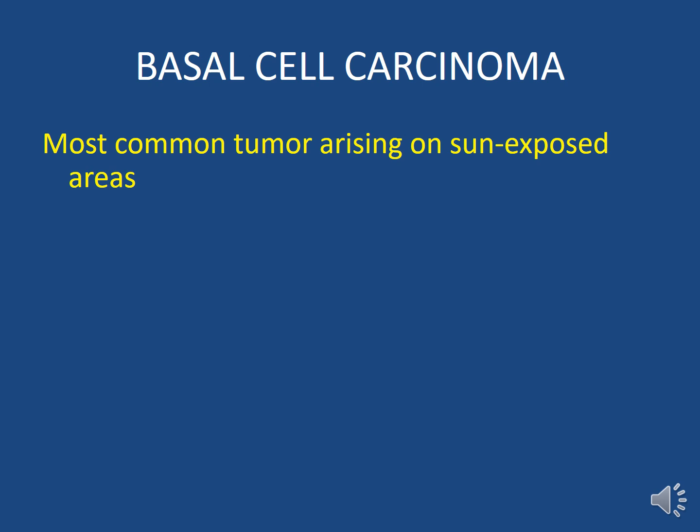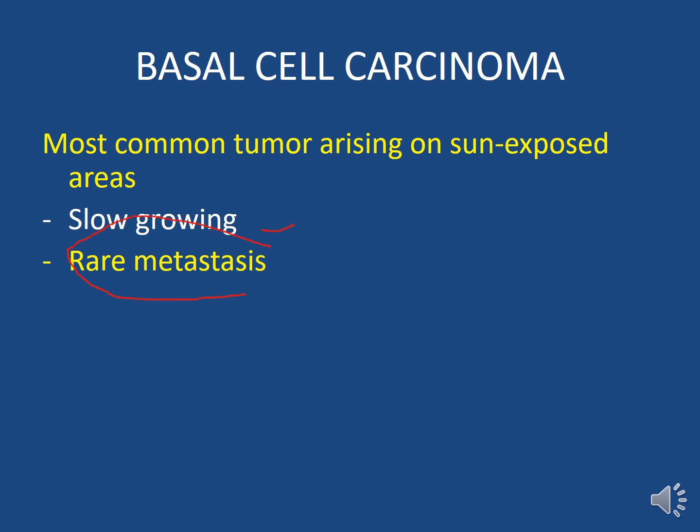Now, our next malignancy is basal cell carcinoma. This is the most common tumor that will arise on sun-exposed areas. The good thing about basal cell carcinoma is that it is slow-growing and, according to Robbins, it rarely metastasizes. But actually, in 99% of cases, we will not be able to see metastasis in basal cell carcinoma.